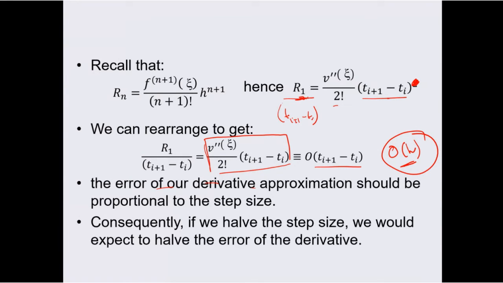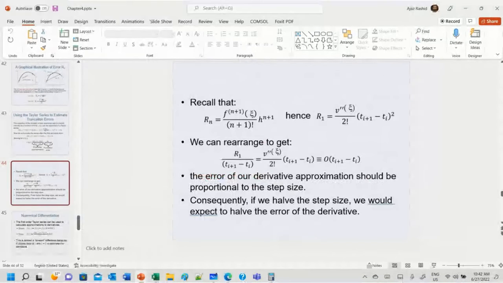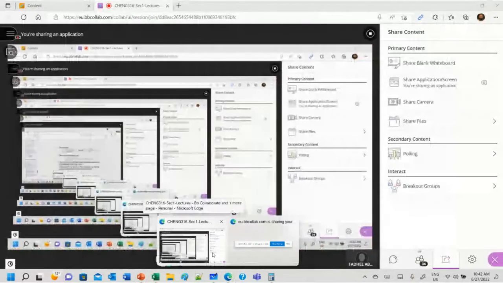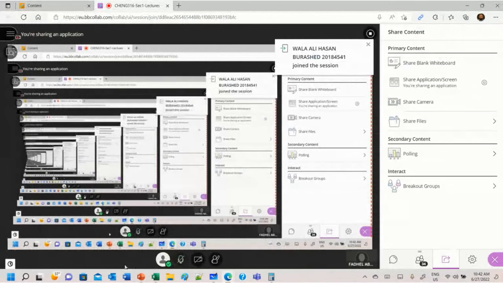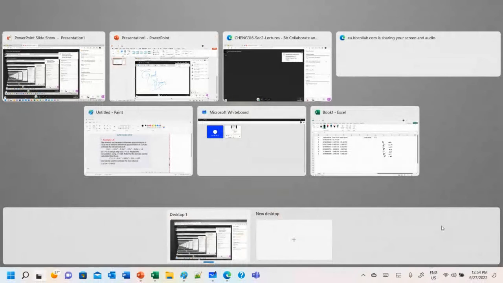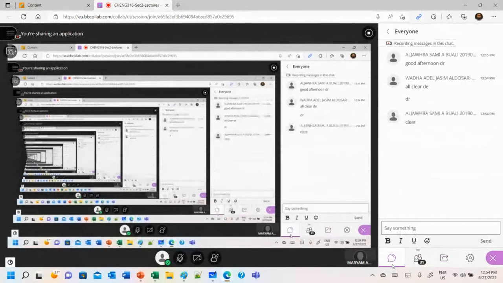I'll stop here and then we can complete later. If you have questions, you can ask. Otherwise, we can take a 5 minutes break and then we'll come back. Yeah, we'll just take 5 minutes break and we continue again.